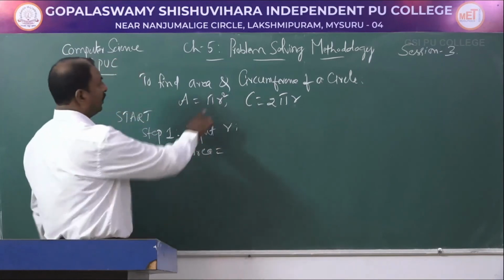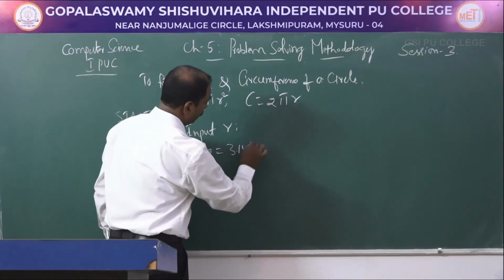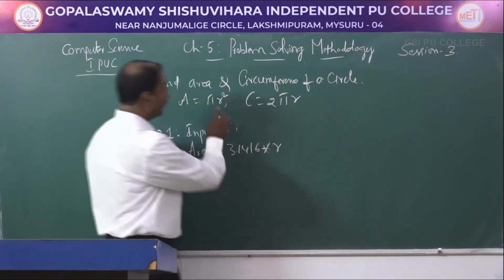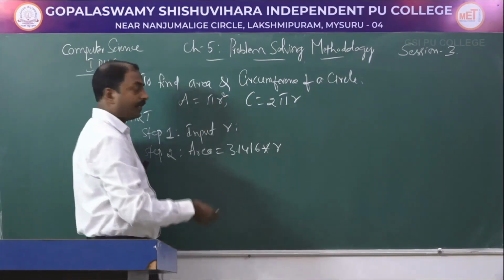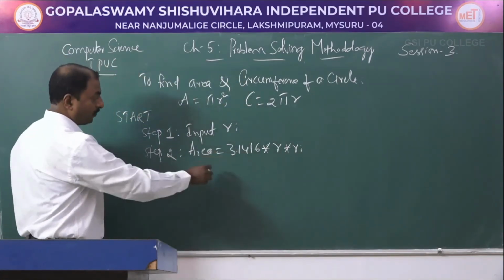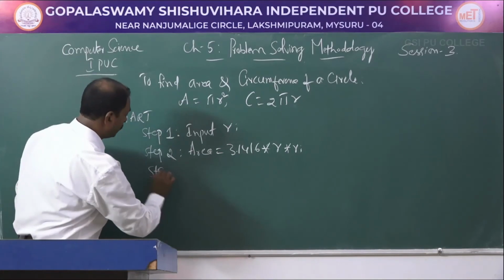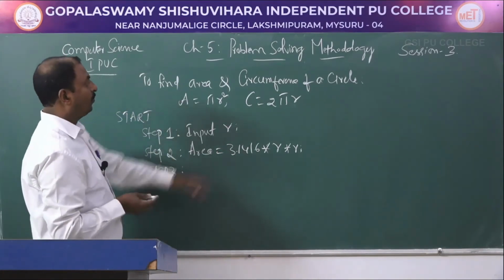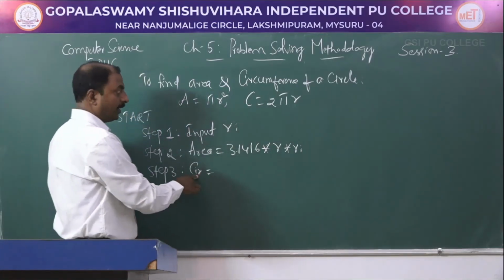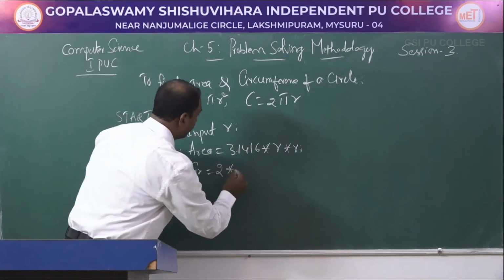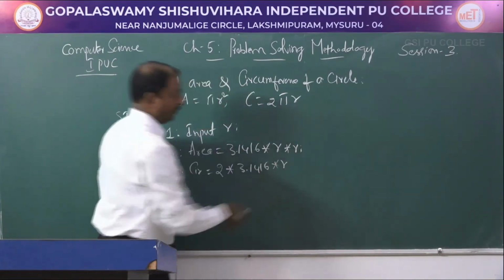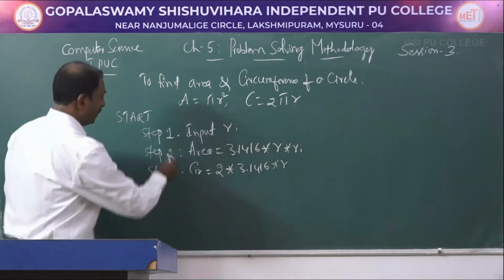Next is step 2, applying formula for area. Area equals pi, you know the value of pi, that is 3.1416 multiplied by r squared. R squared is nothing but r into r. This is the formula for area. Next one is to find the circumference. Formula is 2 pi r. So I say CIR, circumference CIR equals 2 multiplied by pi, 3.1416, multiplied by r.